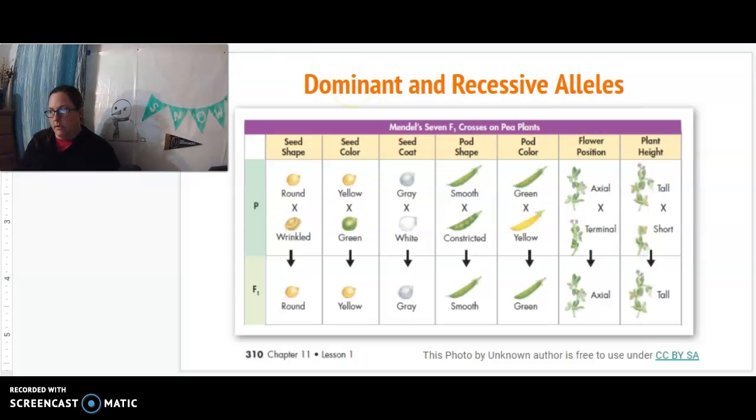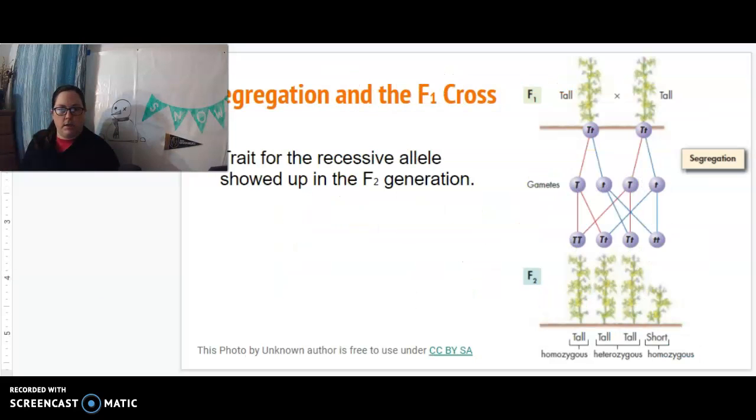All right, so segregation on the F1 cross. So what happens here when he crossed the F1 generation? So now he's taking two of those first filial generation plants and he's crossing them, and their alleles segregate or separate from each other. They don't stick together. And so the allele for shortness had separated from the allele for tallness.